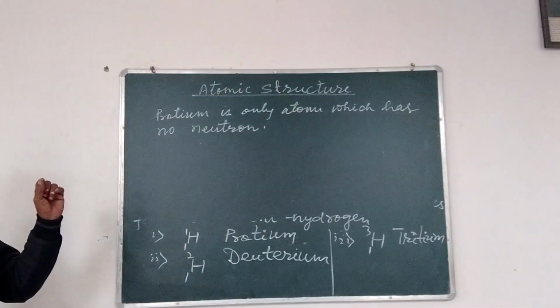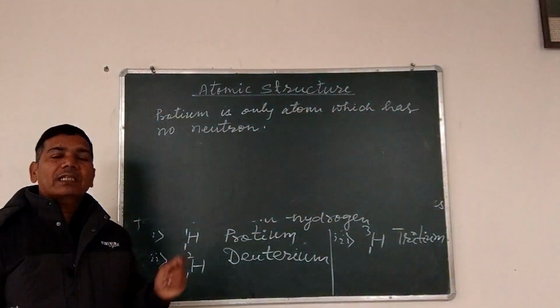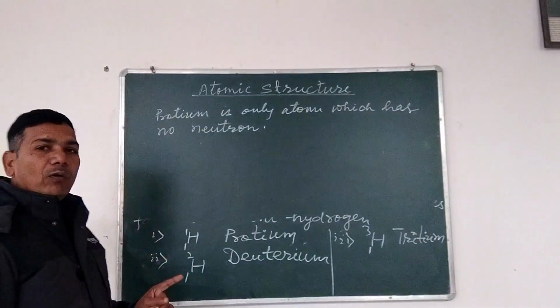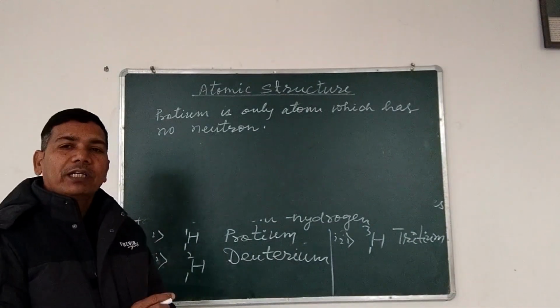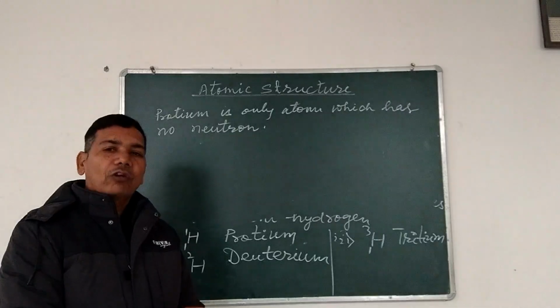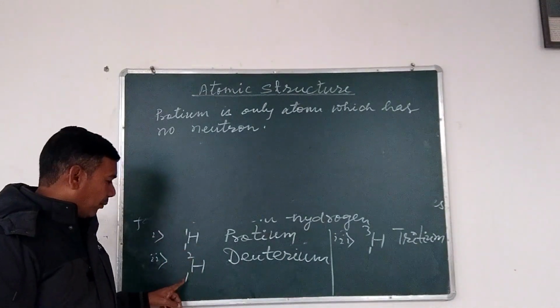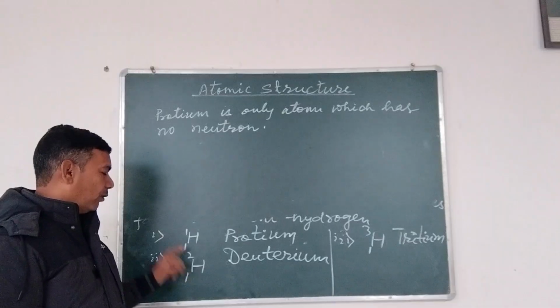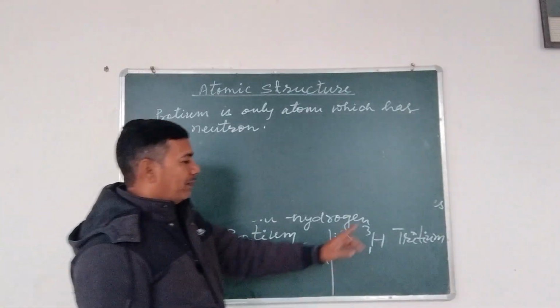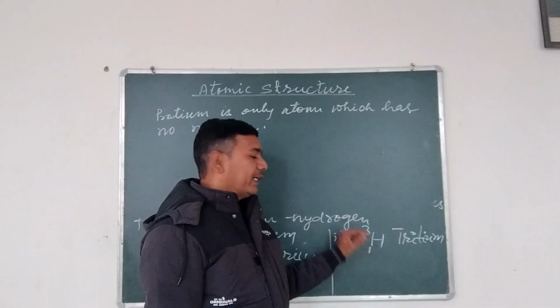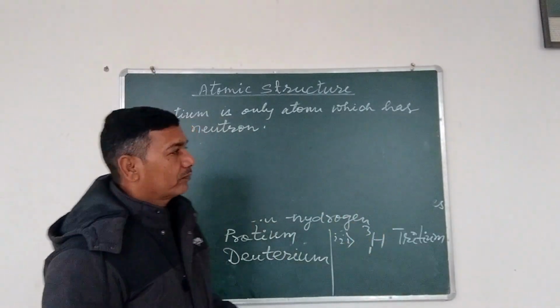Protium is the only atom which has no neutron. It has only one proton and one electron but no neutron. Whereas deuterium has one proton, one electron and one neutron. Tritium has one electron, one proton and two neutrons.